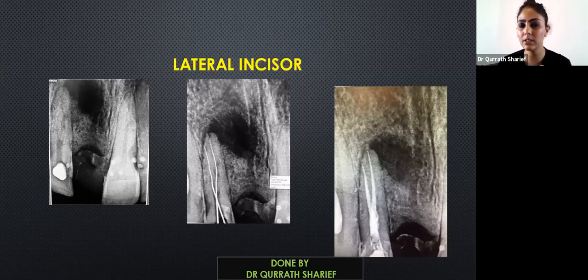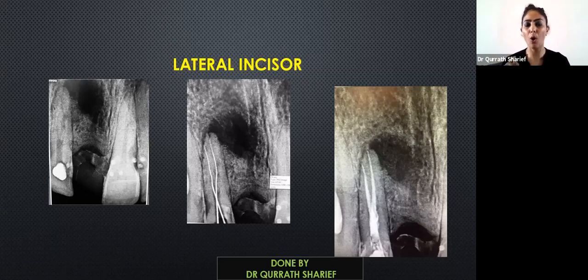What happens is the diameter of such extra canals is very narrow. So when you directly introduce any rotary file without achieving an adequate glide path, believe me, the file is going to separate inside the canal. And that again will become more challenging. So this is very important.